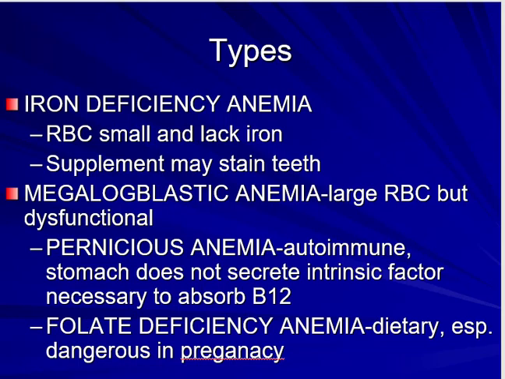So pernicious anemia is autoimmune. The autoantibodies attack the parietal cells of the stomach, which secrete something called intrinsic factor. And we actually need intrinsic factor to absorb B12. And then folate deficiency anemia, that's usually dietary, and it's especially dangerous.